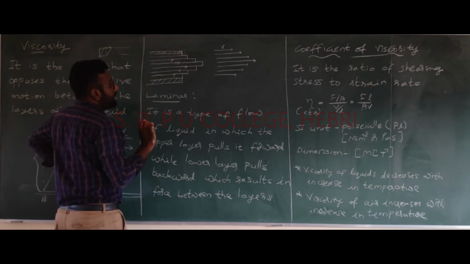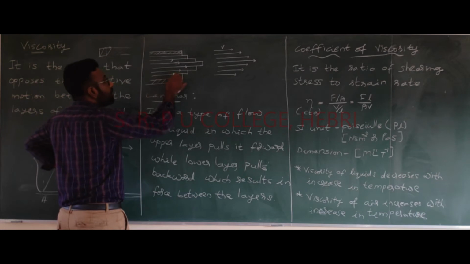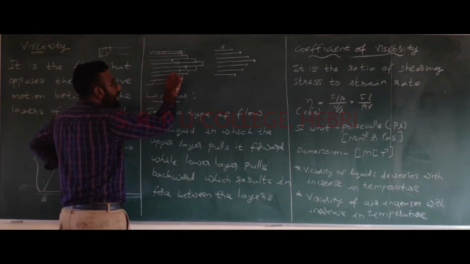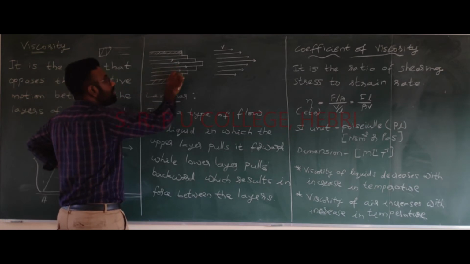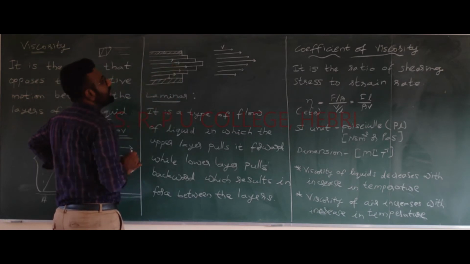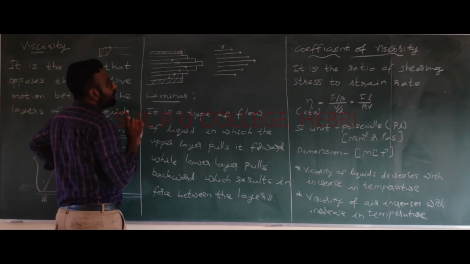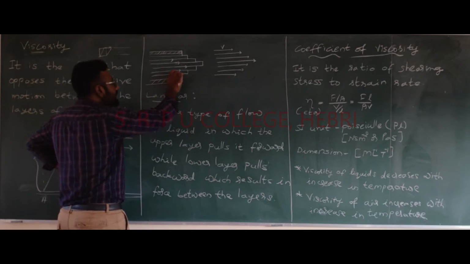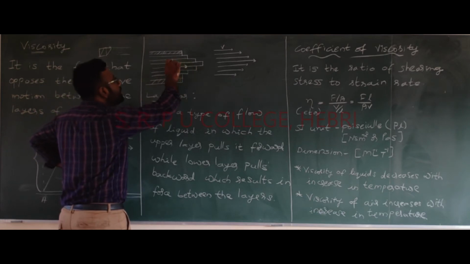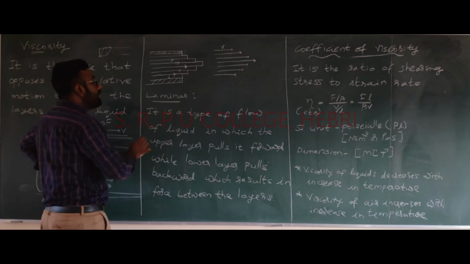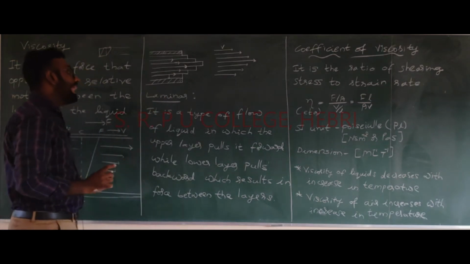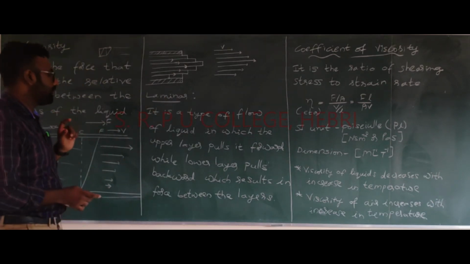Now what actually happens here, as we move towards the pipe, velocity of the liquid decreases, and as we move to the center, velocity of the liquid increases. Now here what actually happens is, these layers are going to help the middle layer to move faster. Such type of flow is known as laminar flow. We will see that laminar flow first.